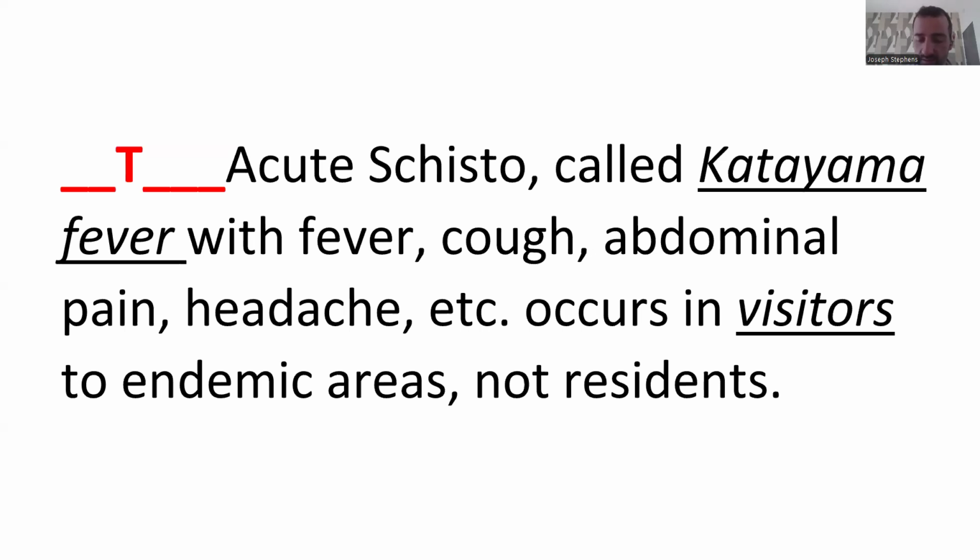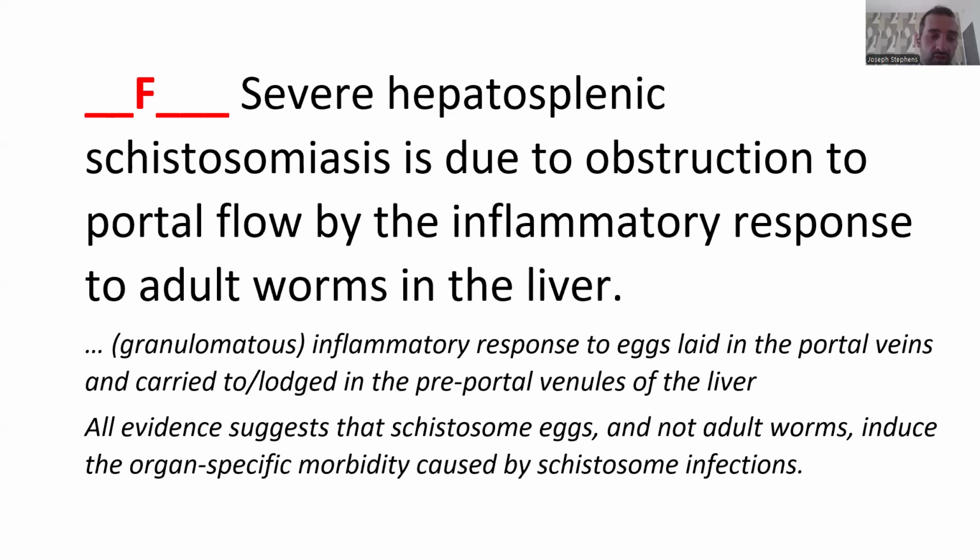True or false, severe hepatosplenic schisto is due to obstruction of portal flow by the inflammatory response to adult worms in the liver. And this is false. What actually happens is you get a granulomatous inflammatory response to eggs laid in the portal veins and then are carried to or lodged in the pre-portal venules of the liver. Everything suggests that the eggs and not the actual adult worms induce the organ-specific morbidity caused by schistosome infections. So the difference here is eggs and not the adult worms.